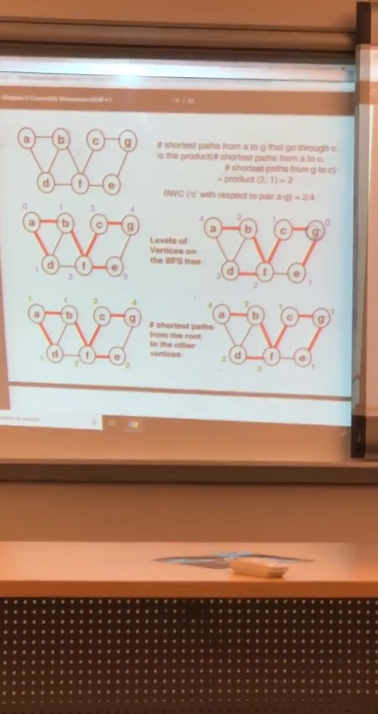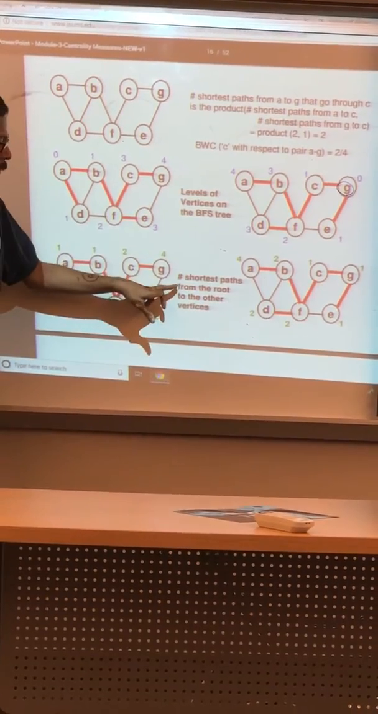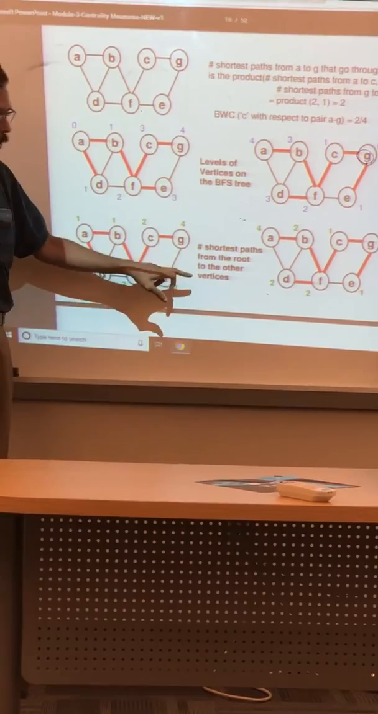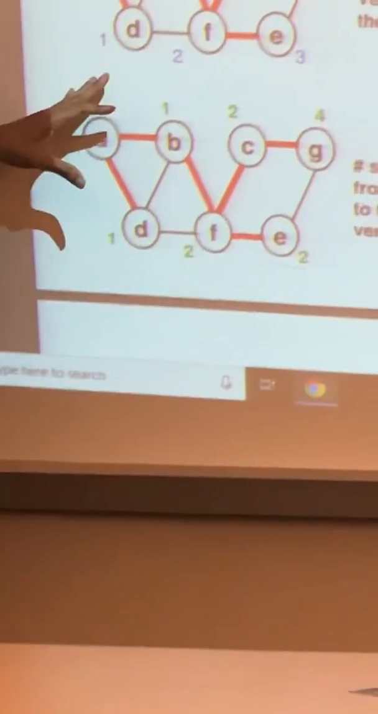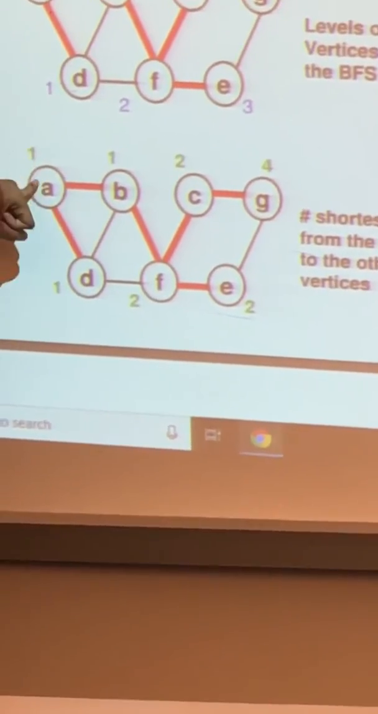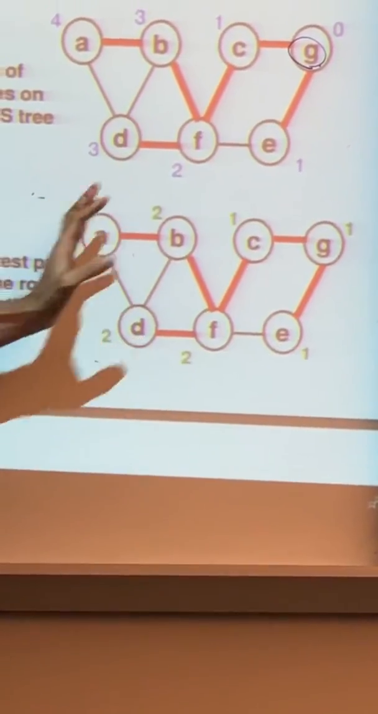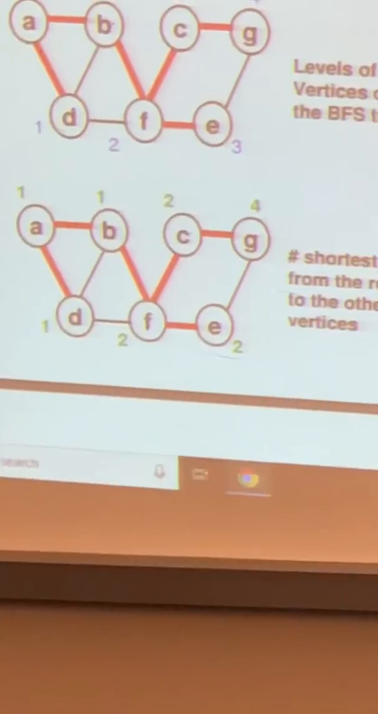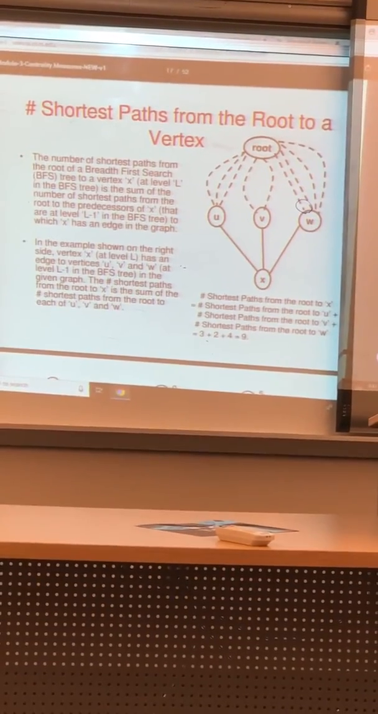The second step is to use these level numbers as the basis to find the number of shortest paths from the root to the other vertices. So what is the root? The starting vertex. These numbers indicate the number of shortest paths from the root, which is A, to the other vertices. These numbers indicate the number of shortest paths from G to the other vertices. Now let us see how to get those numbers. For that, let me show one more slide that will capture the general principle.